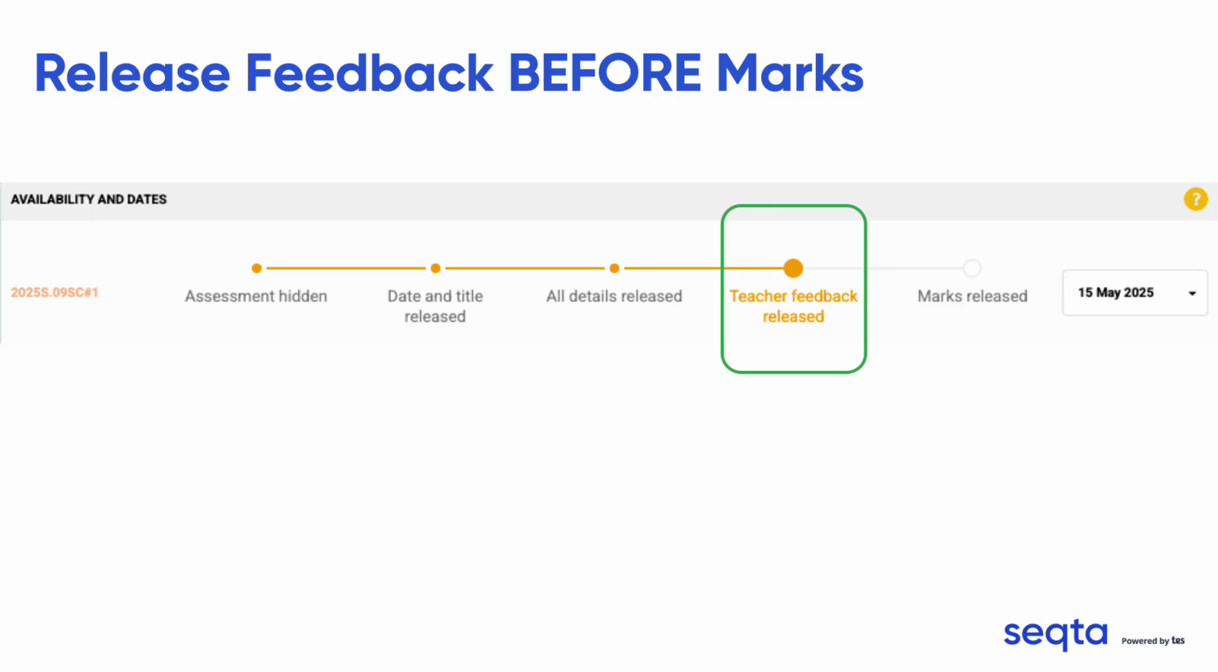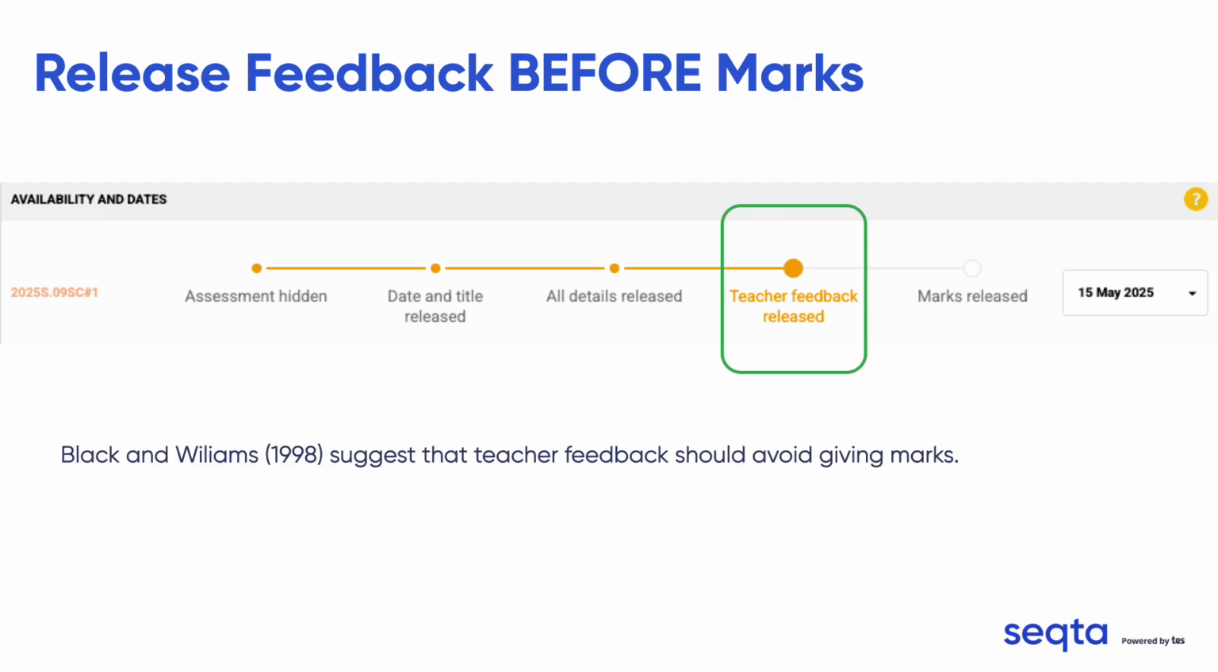For many students, it's the first time they've ever seen the work through the eyes of their teacher. And then they come back and say, this is the mark that I think I should have got. And there's a lot of research around this, and this is really the Black and Wiliam work that suggests that teacher feedback should avoid giving marks. So you've got the facility there to withhold the mark if you want to.